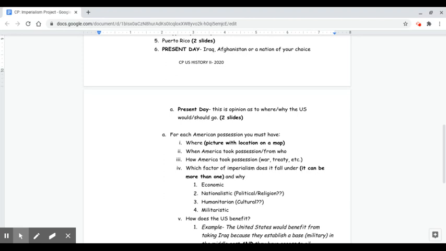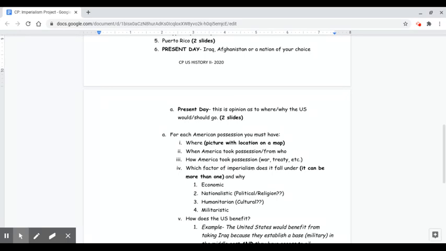When did America take possession of said territory? From whom did we take it? How did we take possession of said territory? Did we buy it? Did we win a war and were we given it? Did someone sign a treaty to hand control over? It could be a combination of these factors.